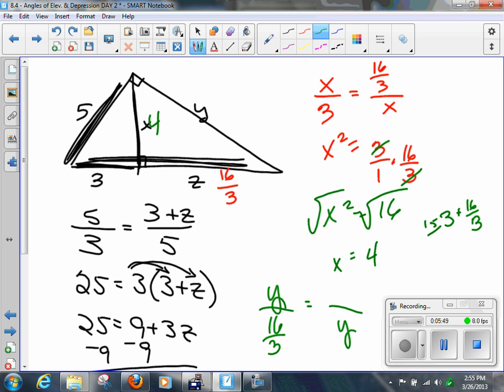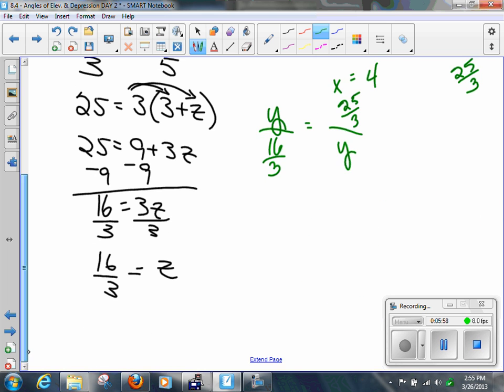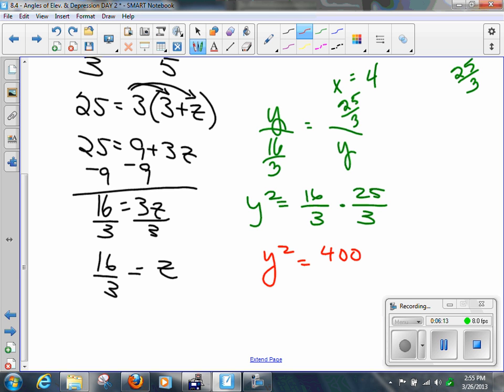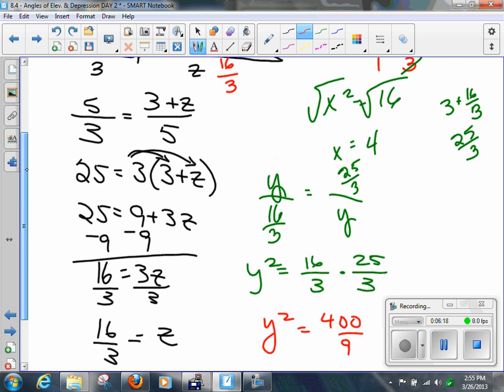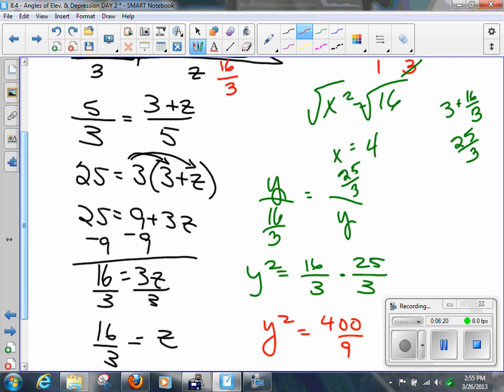25 thirds, I think. Okay, cross multiply. And then, I mean, this is yucky. What's 16 times 24? 400? (16 thirds) times 25 thirds.